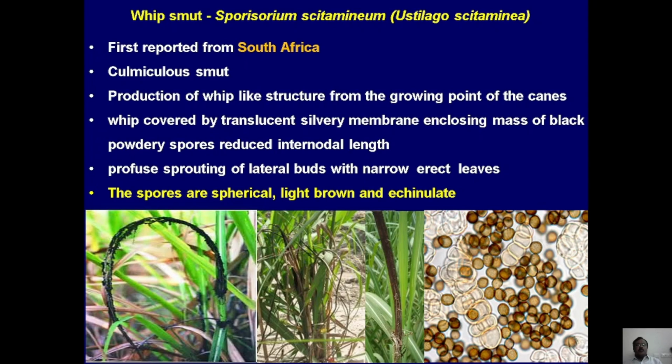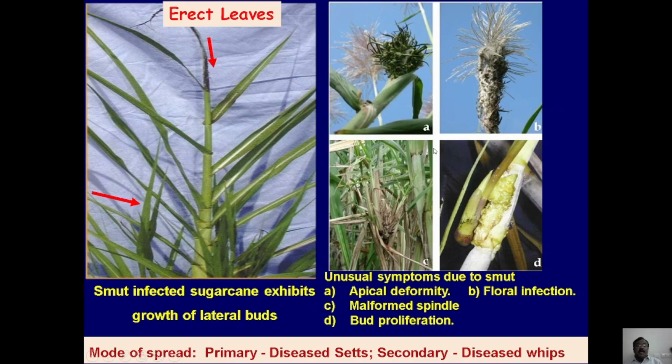And the smut spores are spherical in shape, light brown in color, and minutely echinulate on the outer wall. This is the typical smut incidence. Since the entire central shoot is converted into a long smut sore, it is mentioned as culmicolous smut. And these are some of the allied symptoms.